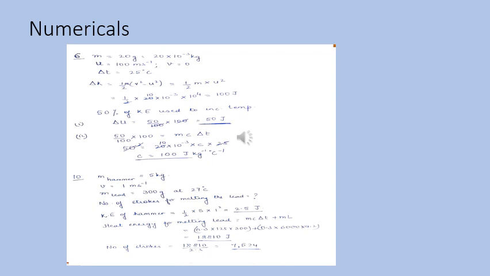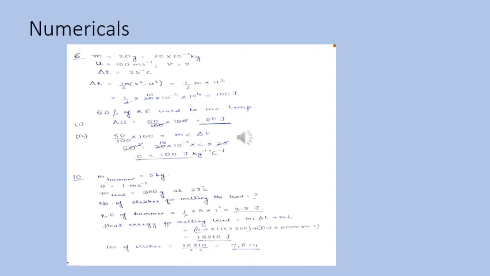Question number 10. A 5 kg hammer falls with a velocity of 1 meter per second on a piece of lead of mass 300 grams at 27 degrees Celsius. We have to calculate the number of strokes that are required for melting the lead. Now the kinetic energy of the hammer is half mv square, which is half into the mass of the hammer and its velocity squared. That comes out as 2.5 joules.